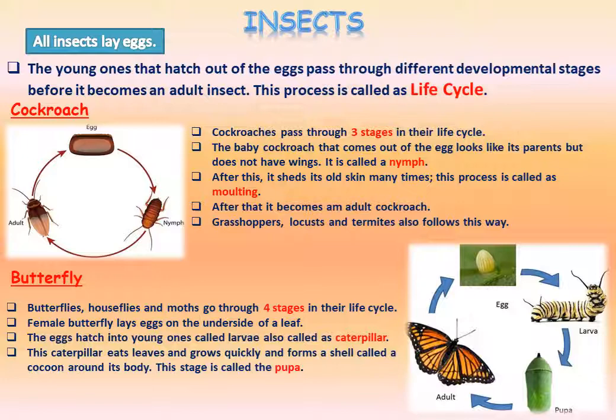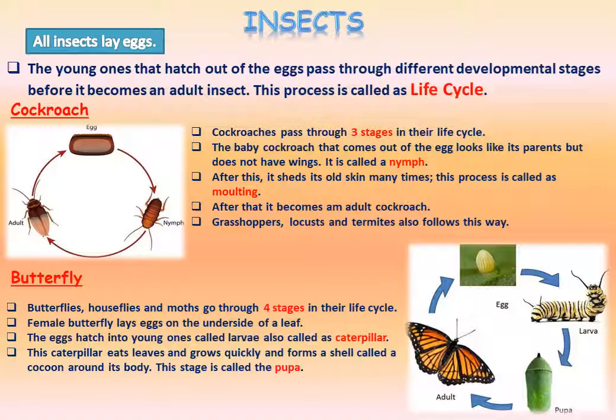Now, in the case of a butterfly, it's a bit different. It has four stages in its life cycle. We have seen lots of beautiful butterflies in and around us, right? In our garden, in our house, almost everywhere the butterflies used to come. But before being this beautiful, the butterfly goes through four different stages. Let's see. First, of course, it will be an egg.